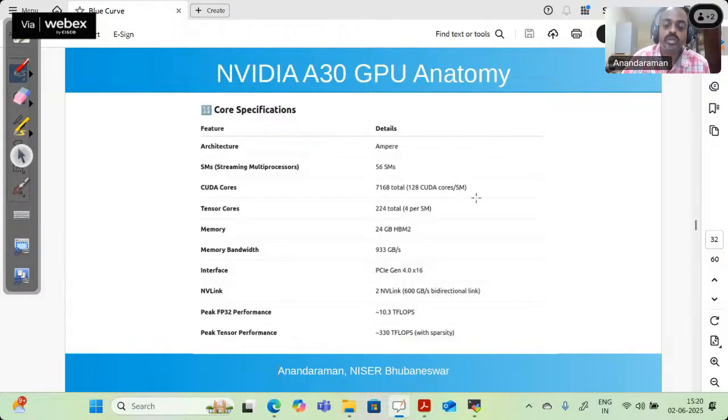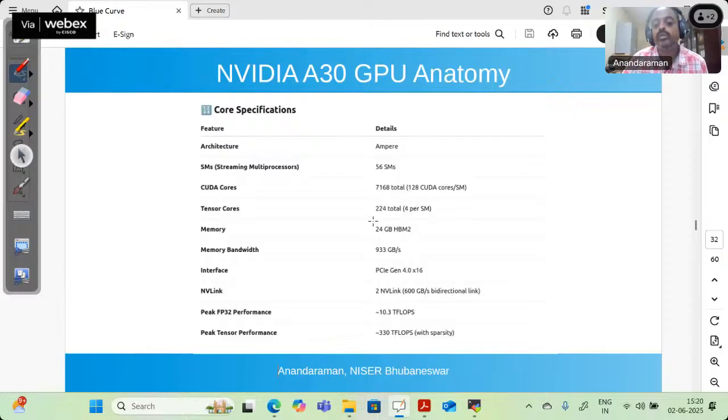In each streaming multiprocessor, 128 CUDA cores are there. So 128 into 56, 7168 total cores are there. And this is the CUDA core. There is another type of core, that is the tensor core, 4 per SM. That means total 56 SMs, 4 per SM, 56 into 4, 224.